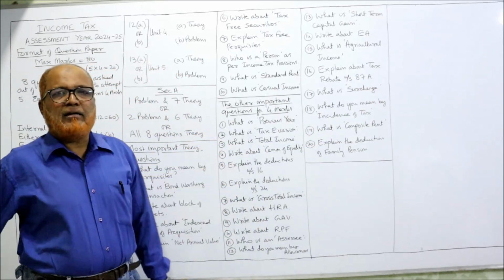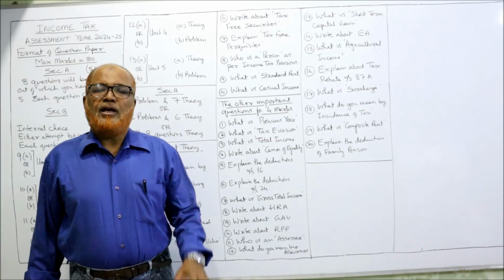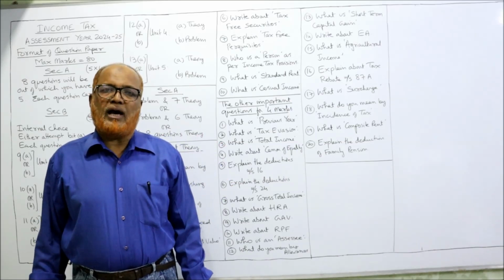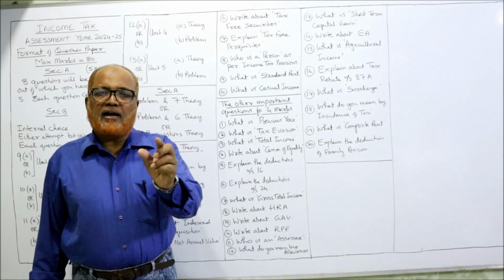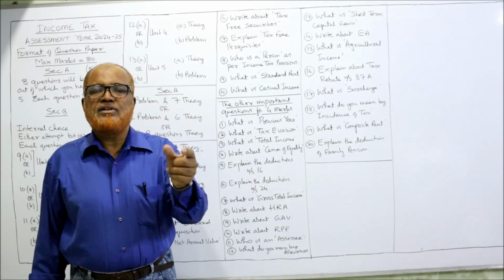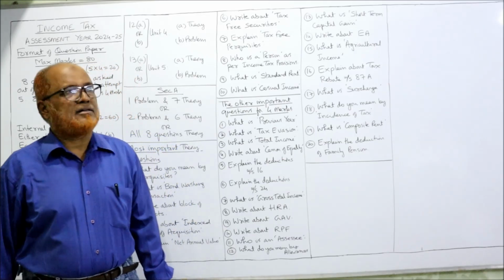Then what is standard rent? In case of income from house property, if the property is covered by Rent Control Act, then the Rent Control Act will fix the rent of the property. That rent which is fixed by Rent Control Act is called standard rent.